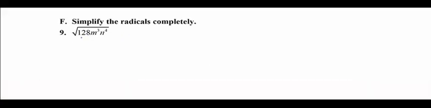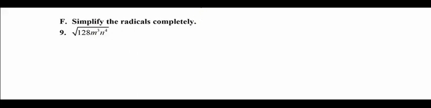On question 9, we want to simplify the radicals completely. I see that it's the square root of 128, and so for the number, what we need to do, since 128 is not a perfect square, is create a list of some perfect square numbers.